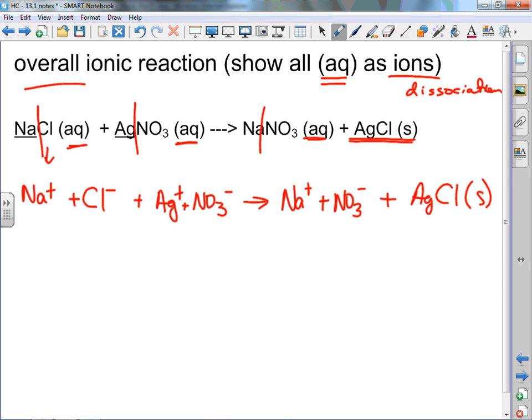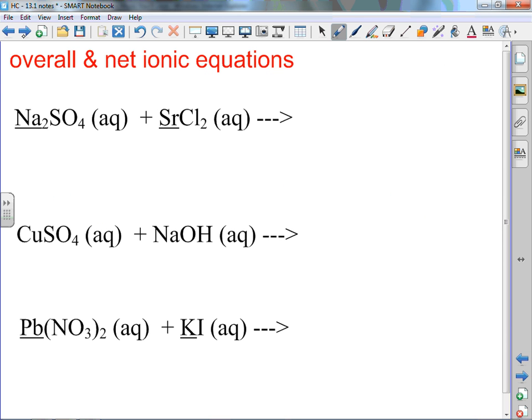The reason for this is going to lead us into the next type of reaction. So we're going to look at overall, and then we're also going to look at net ionic. So if we come back to our overall ionic, we would have 2 sodiums and a sulfate. We would have strontium ions plus 2 chloride ions.